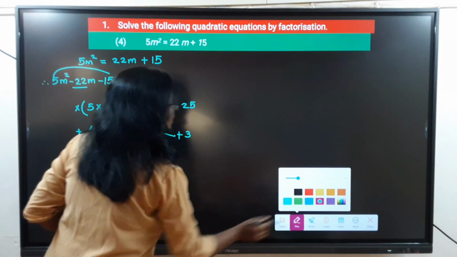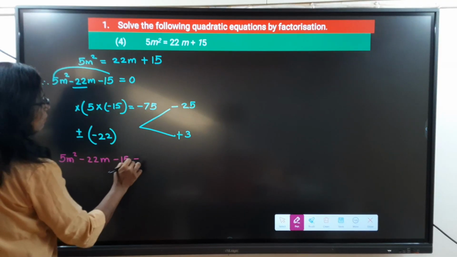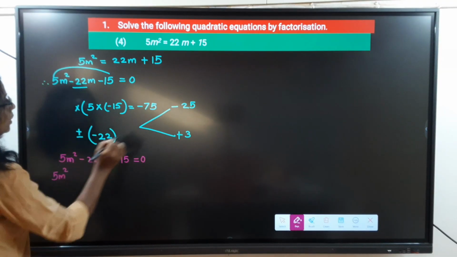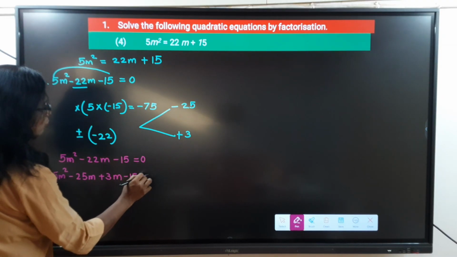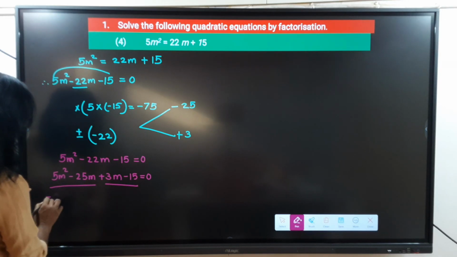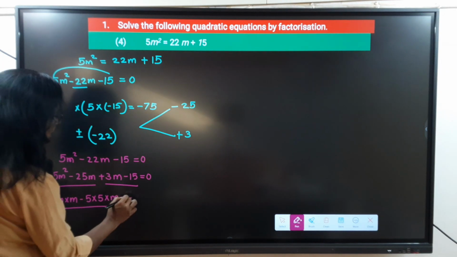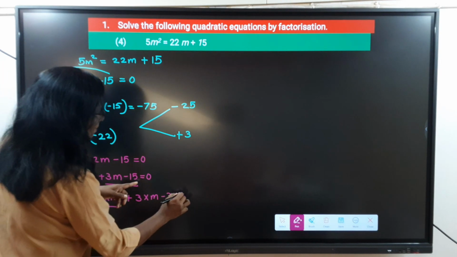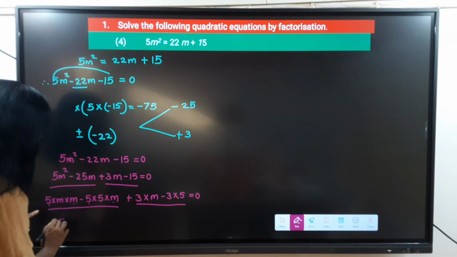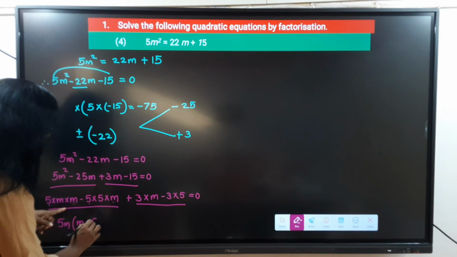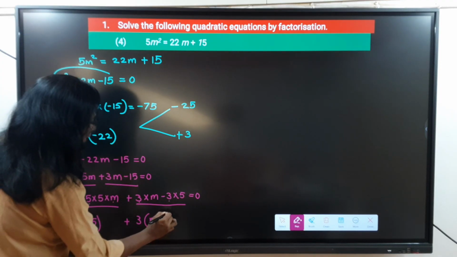Then the next step is to write down the equation 5m square minus 22m minus 15 is equal to 0. Therefore 5m square minus 25m plus 3m minus 15 is equal to 0. Now make the two groups. So factorization: 5m multiplied by m minus 5, plus 3 multiplied by m minus 5, is equal to 0. So 5m is common in the first bracket, m minus 5, and here with a plus sign, 3 is common, in the bracket m minus 5 is equal to 0.